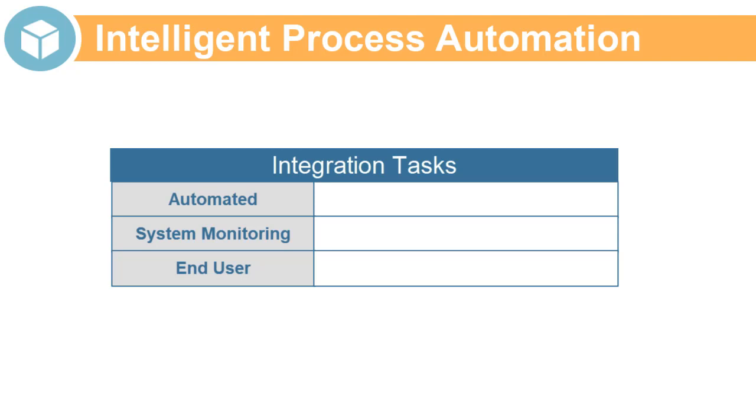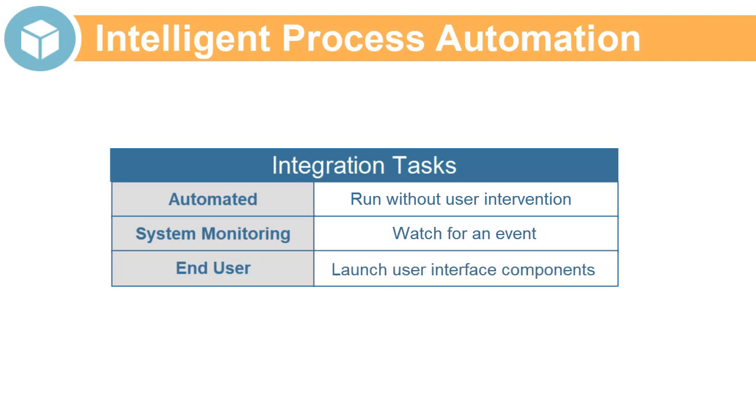There are three types of integration tasks. Automated tasks run without user intervention. For example, you could automatically run consolidations after a data load is completed. System monitoring tasks watch for an event in a business process. For example, you could monitor the status of the accounts receivable module in your ERP system and start a task when the accounts receivable module closes. When launched by end users, EndUser tasks automatically open the user interface component needed to perform the task.